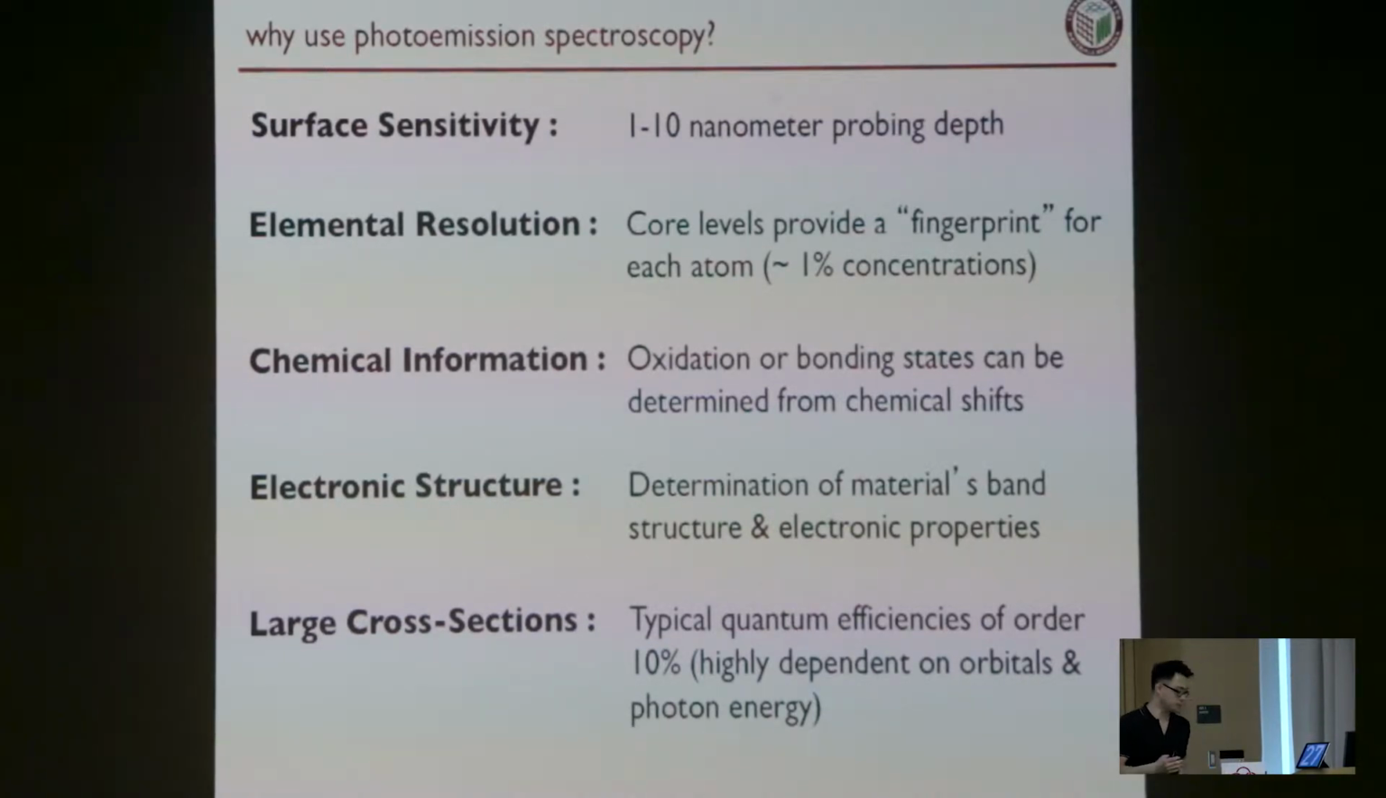If you measure close to the Fermi energy, so the highest occupied states in your crystal, you can get information about the electronic structure: the Fermi surface and the band structure. These are the kinds of things you would calculate in a solid state physics class with Kittel or Ashcroft and Mermin, and you can measure them directly. In many materials, the simple calculations one does are not very accurate, so it's very useful to have a direct probe of that electronic structure. And it's fairly efficient, with fairly large cross sections.